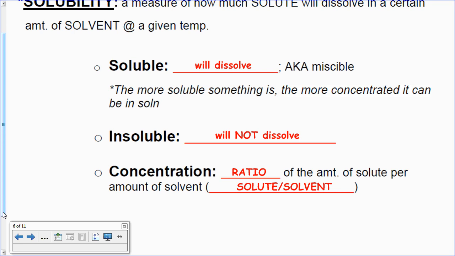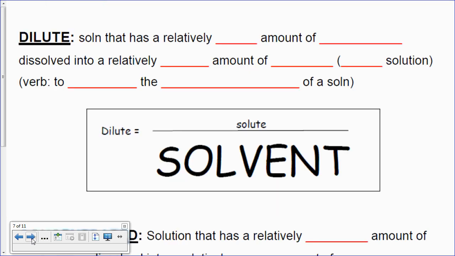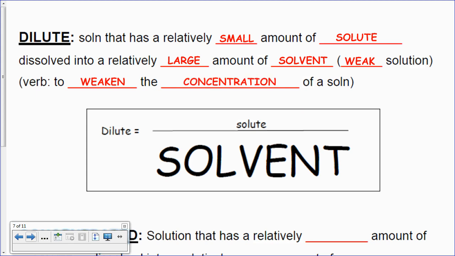So it's a calculation that comes out of that. Dilute. This is the definition of dilute: there's a relatively small amount of solute, stuff dissolved, in a relatively large amount of solvent. This means that the solution is kind of weak. It's to weaken the concentration of a solution. So this is like a couple grains of salt dissolved in a big bucket of water.